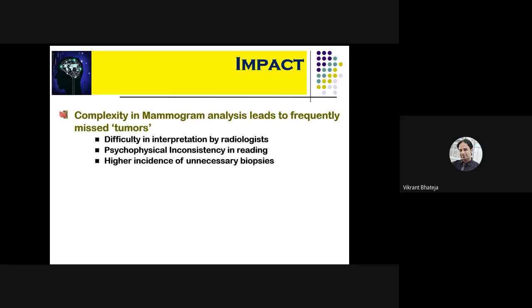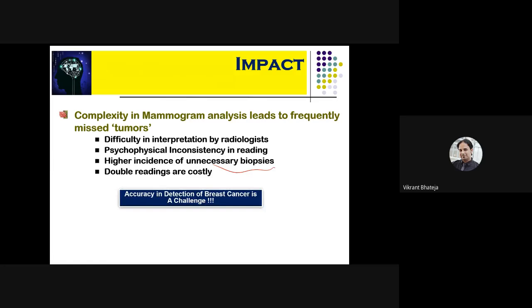On account of that, sometimes normal regions are classified as tumorous regions, and there is a higher incidence of unnecessary biopsies. Had it been a very normal examination, it was fine. But biopsy, as I told you, is a very, very painful process. So getting it done unnecessarily is a very big trauma to the person facing it. Another process to go for increased accuracy is double readings.